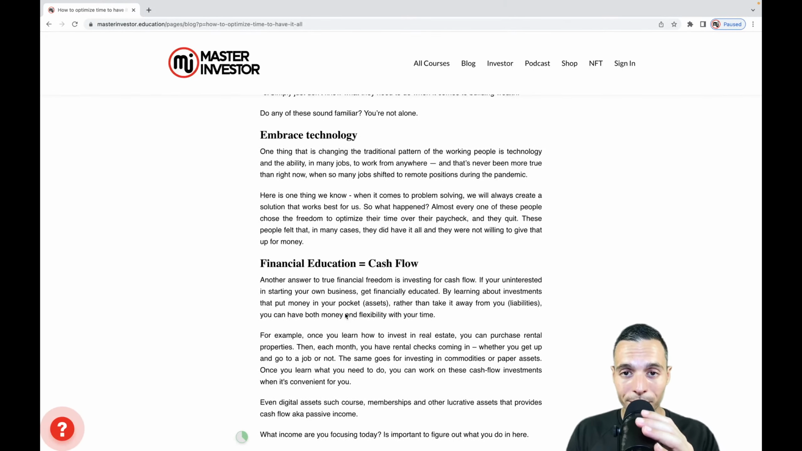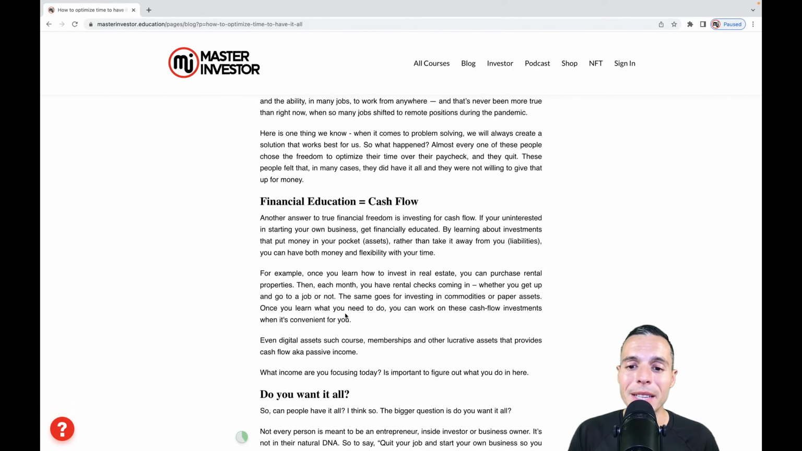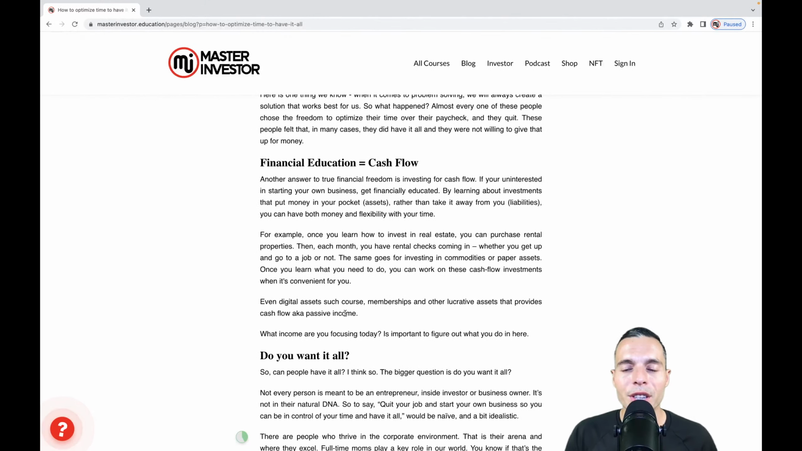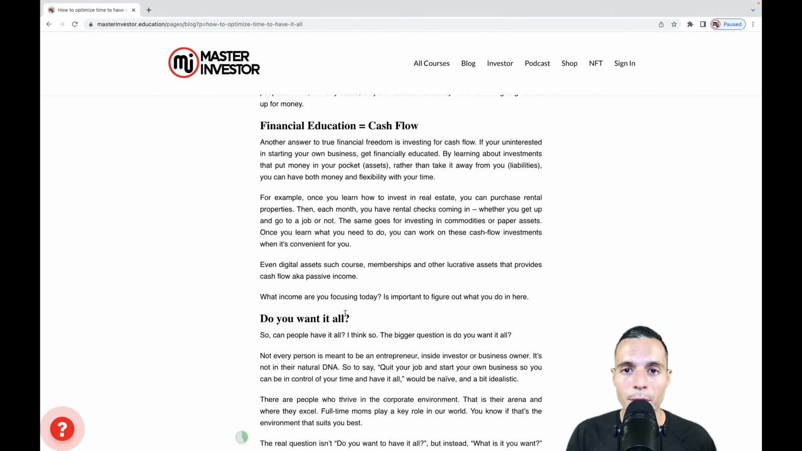Financial education equals cash flow. I know the answer to true financial freedom is investing for cash flow. So we can either invest for capital gains or invest for cash flow, aka passive income. We're going to be focusing on passive income here at Master Investor's financial department. We encourage everyone to focus on passive income. And in order to achieve that, we need financial education, because if you don't have it, most of the time you're investing for capital gains and predicting the ups and downs of the market. We don't do that here, because we can cash flow from any type of market.